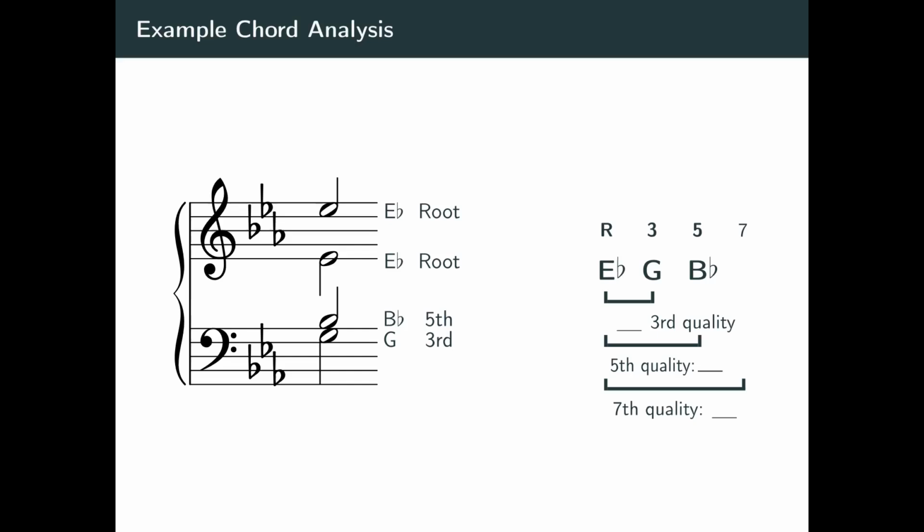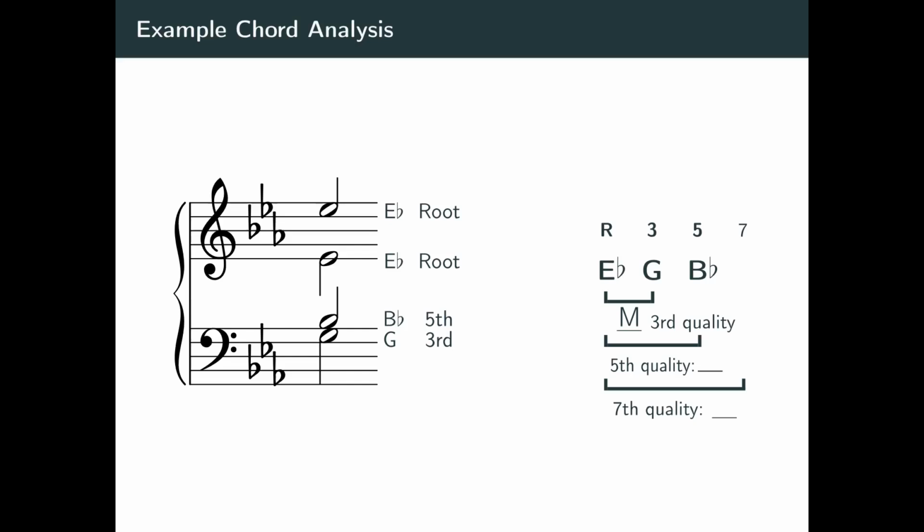So the root of this chord, E flat up to G, is a 3rd. And what type of 3rd is it? Remember that you can just ask if the top note is in the major key of the bottom note. If it is, it's major or perfect. If it's smaller, it's minor or diminished. And if it's bigger, it's augmented. So since G is in the key signature of E flat major, E flat up to G is a major 3rd. What about E flat up to B flat?